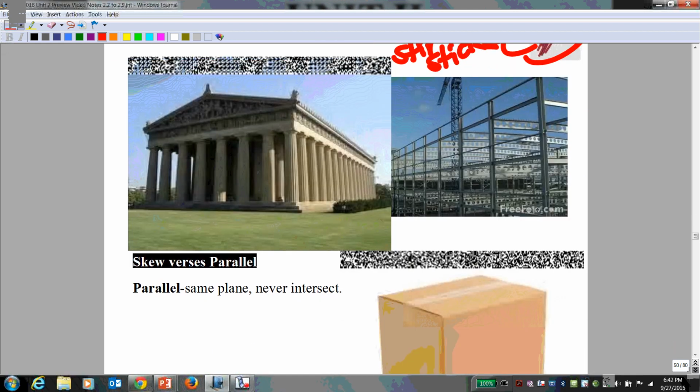Now, when you were in elementary school, you probably defined parallel lines as this. Why don't you trace these two running girder supports? Just trace them.